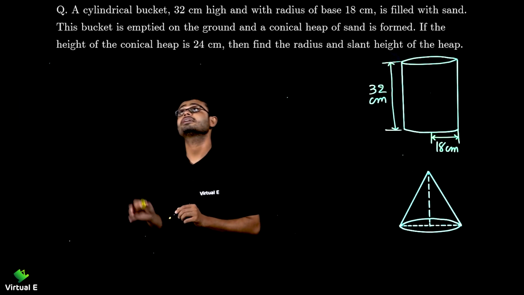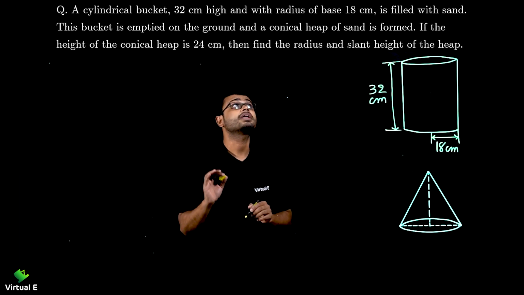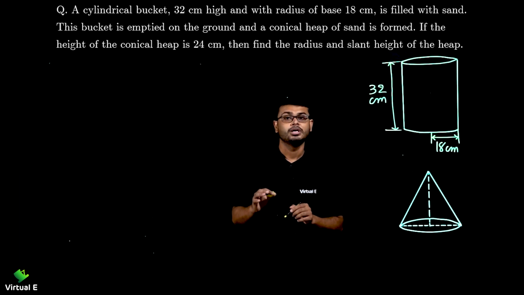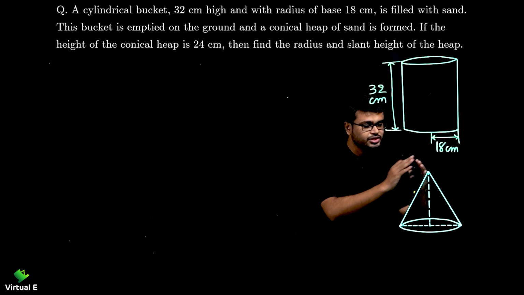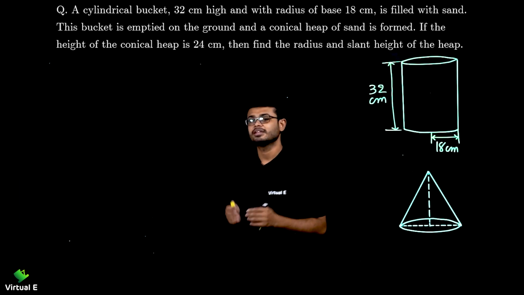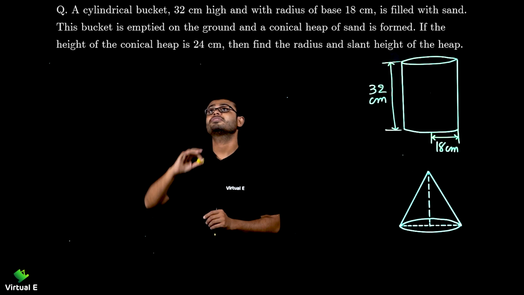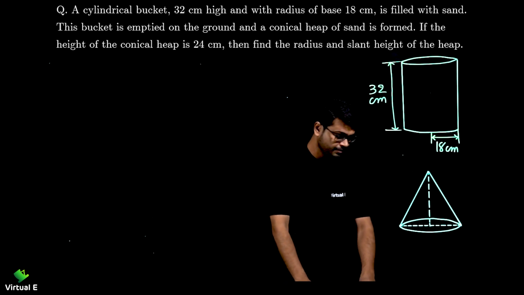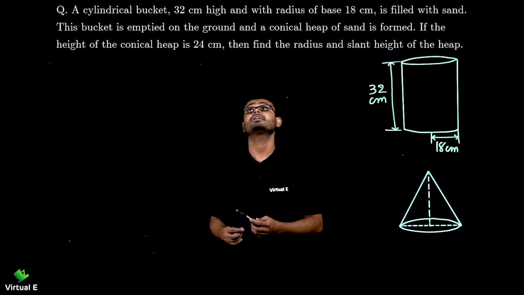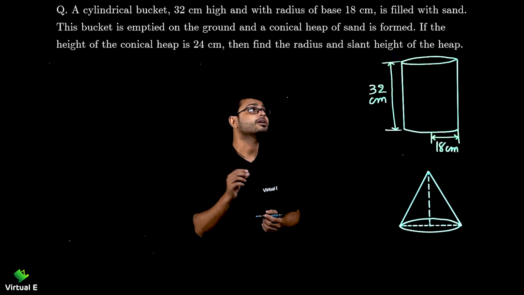Okay, this bucket is emptied on the ground and a conical heap of sand is formed. So there is sand in the bucket we are emptying, so a conical shape will be formed. We all know that, we have done it when we go to the seashore, right? If the height of the conical heap is 24 centimeter, so the height of the conical heap is given, which is 24 centimeter. Find the radius and slant height of the heap.